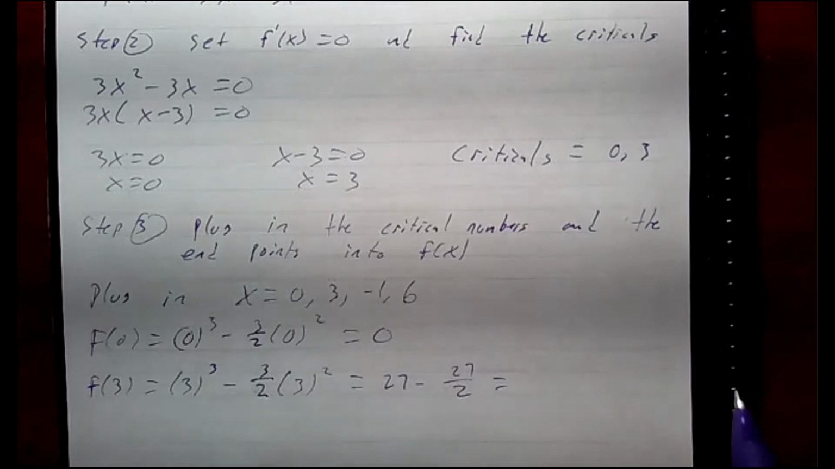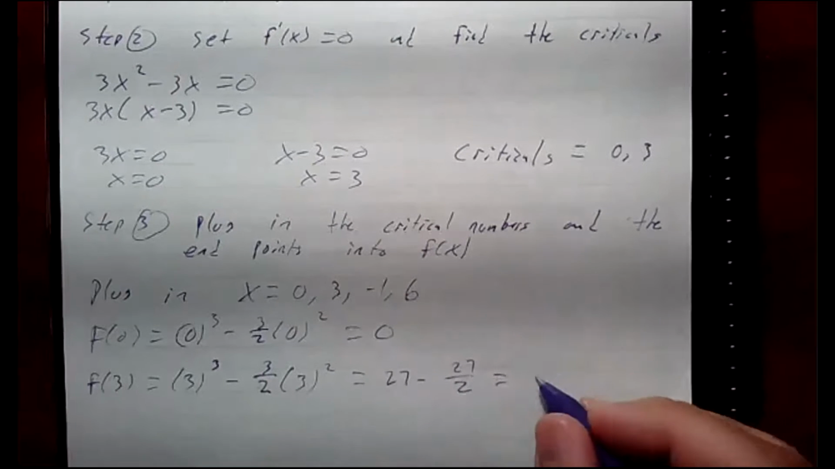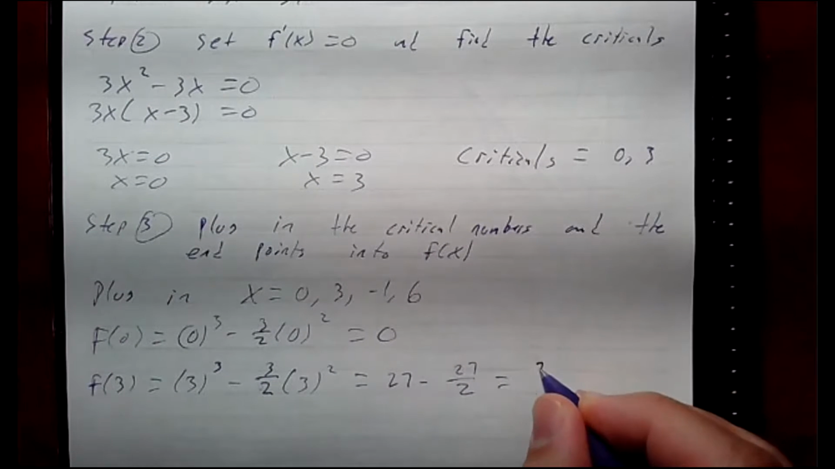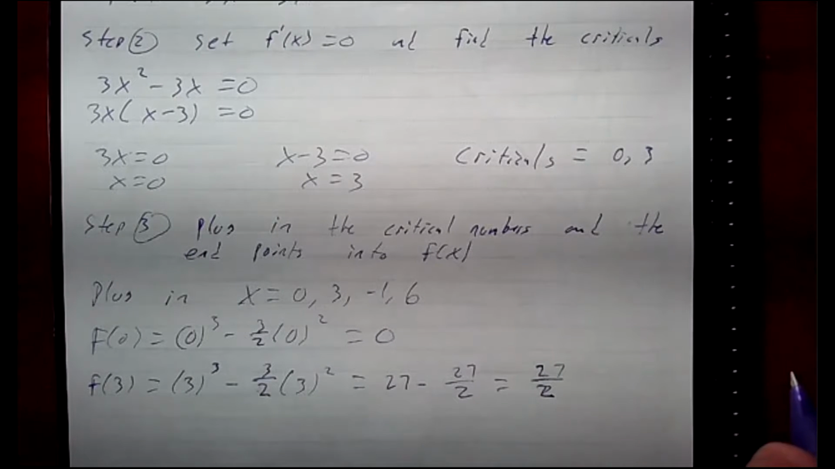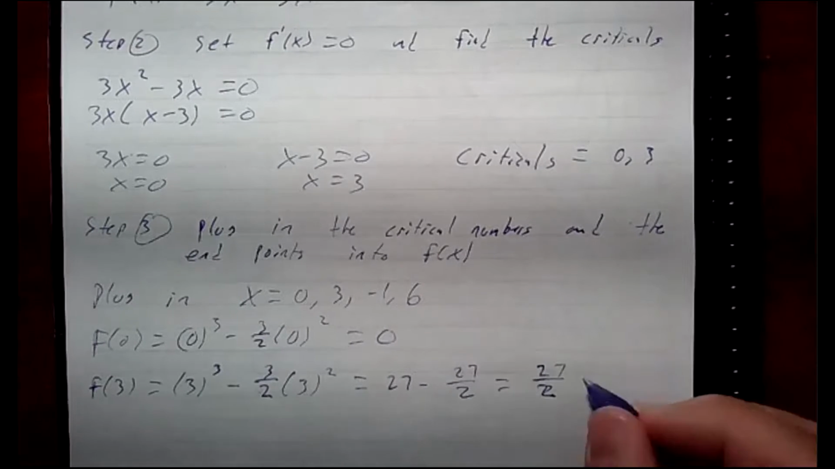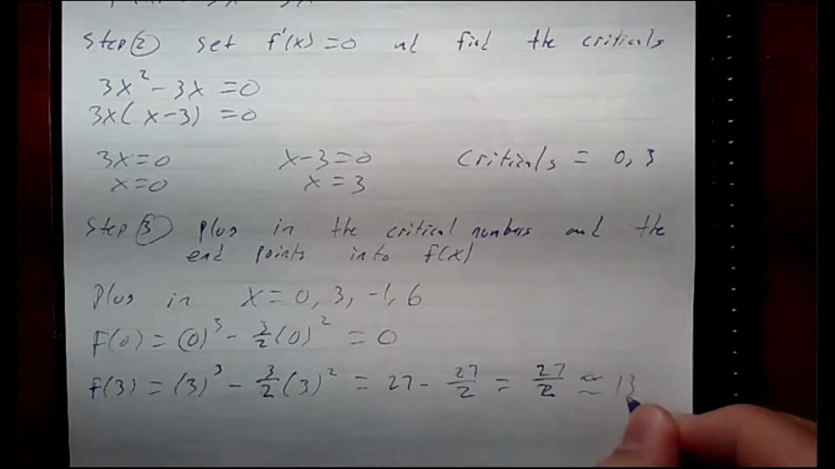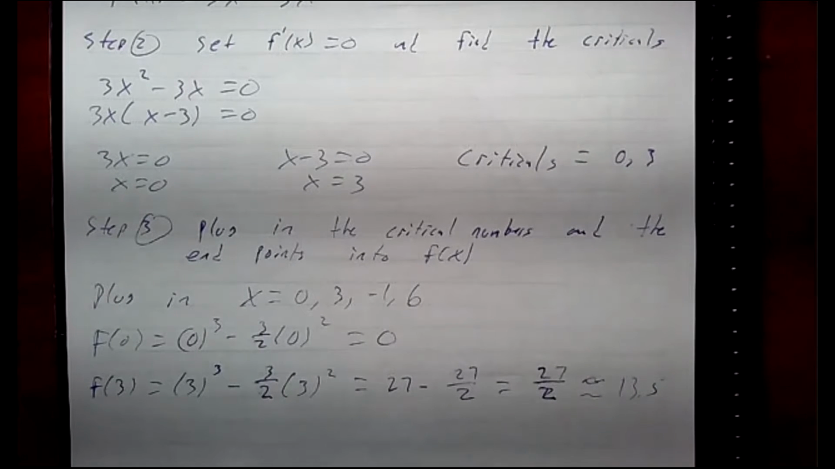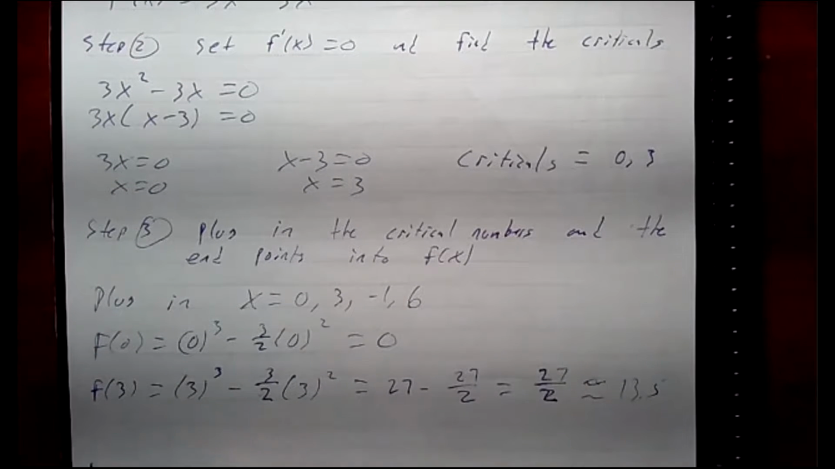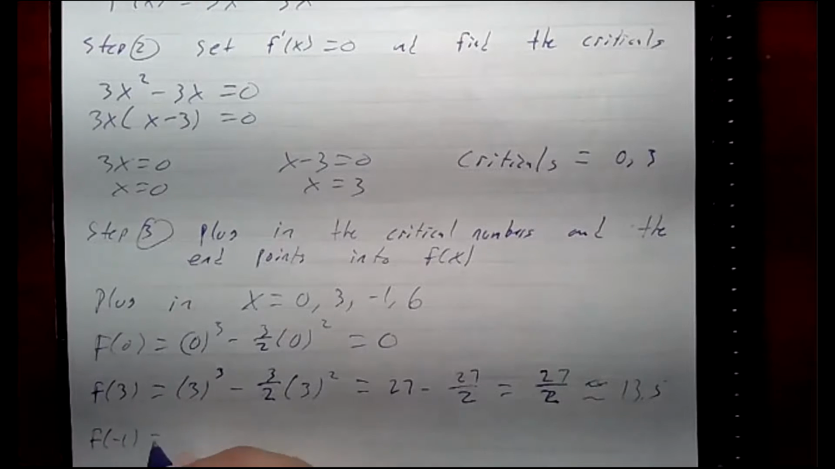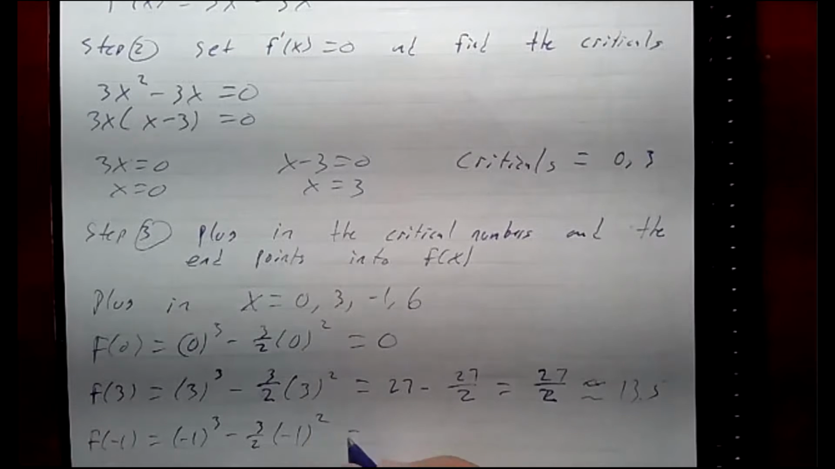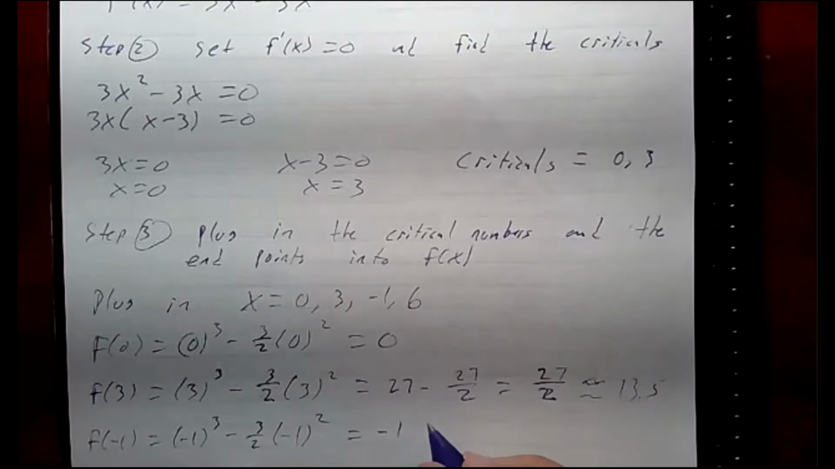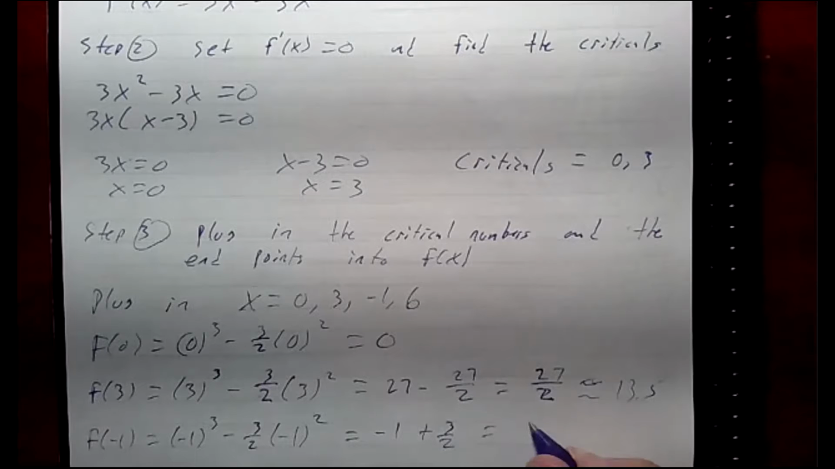Okay. So this would be 27 minus 27 over 2. We subtract those fractions. This is roughly 13.5. Okay. F of -1, that would be -1 cubed minus 3/2 times -1 squared, which would be -1 plus 3/2, which is 1/2.